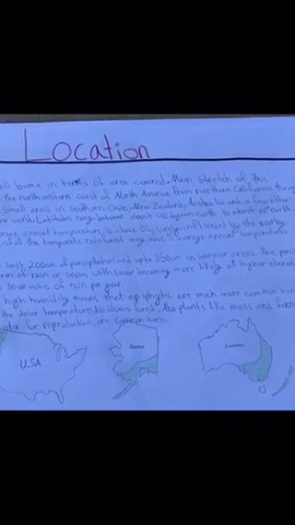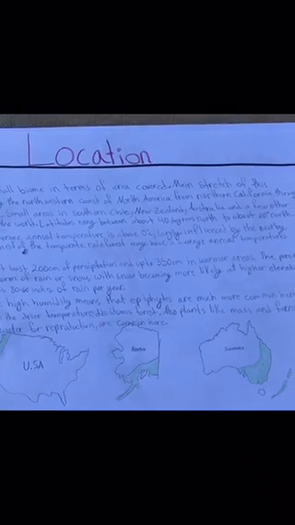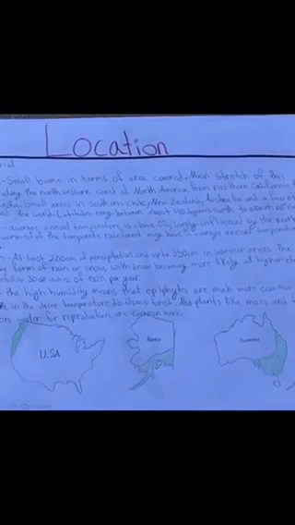Precipitation. At least 200 centimeters of precipitation and up to 350 centimeters in warm areas. The average rainfall is 30 to 60 inches of rain per year. Plant life. High humidity means that epiphytes are much more common here. Plants like moss and ferns, which rely on water for reproduction, are common here.